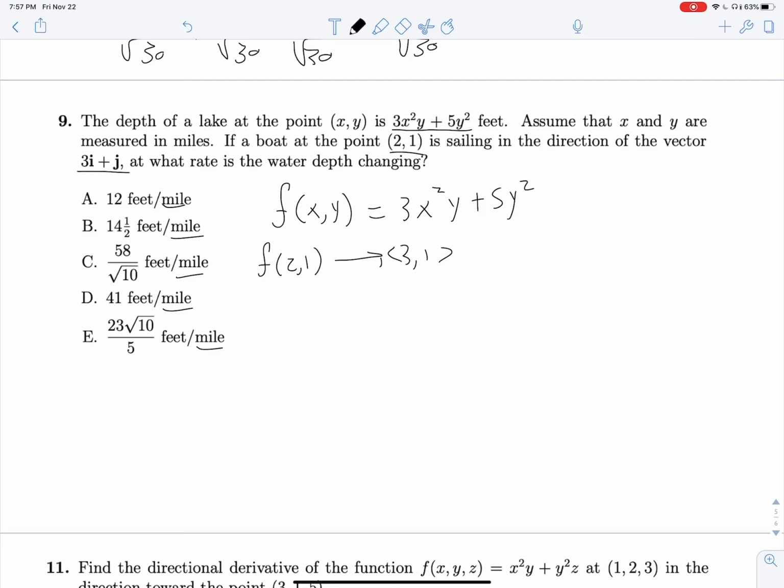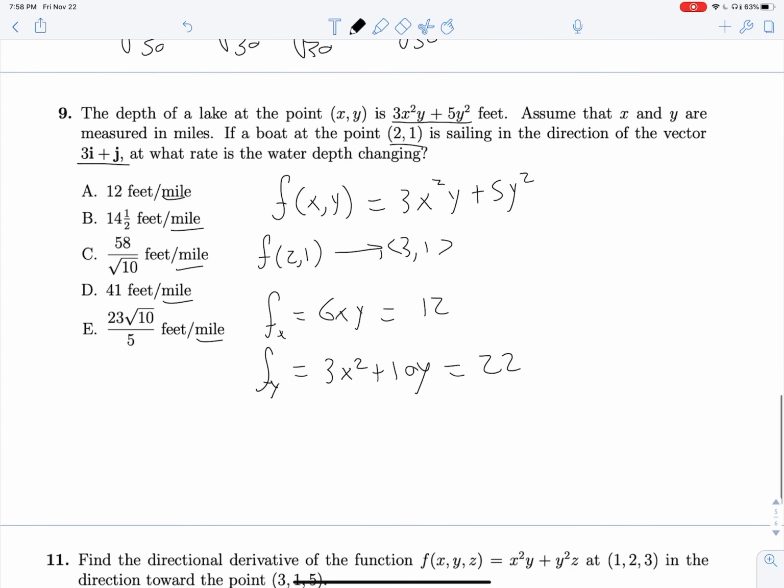Okay, so that's all the ingredients we need to call for a directional derivative. So let's find fx and fy, and then our unit vector, and let's take a dot product. So this will be 6xy, and fy is going to be 3x squared plus 10y. Evaluating at (2, 1), we will get 12, and we will get 10 plus 12, so 22. And then finding our unit vector, the magnitude of (3, 1) is going to be root 10.